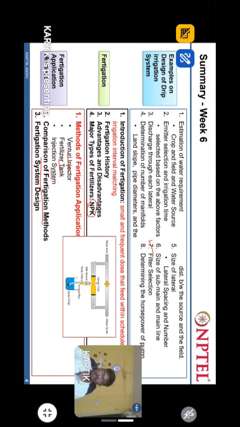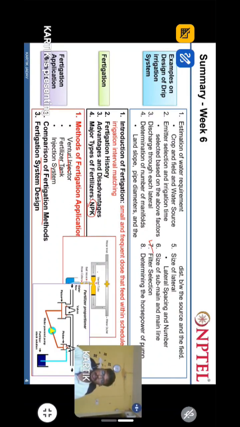So this is the Venturi injector system, right? This is the injection system, the pressure injection system. Okay? In this we are using piston movement, right? Based on the piston movement, pressure is created that draws the fertilizer we have prepared.